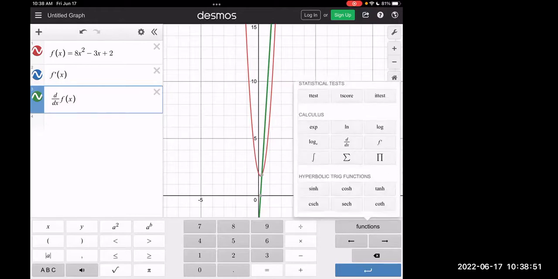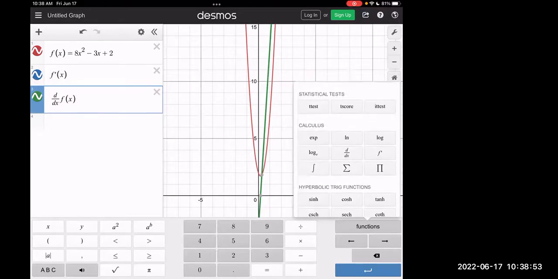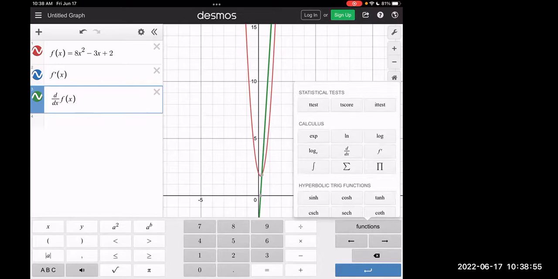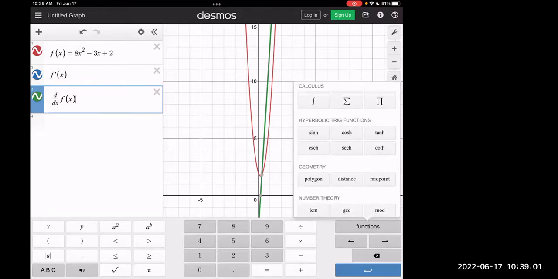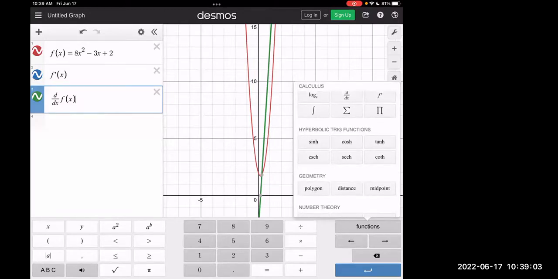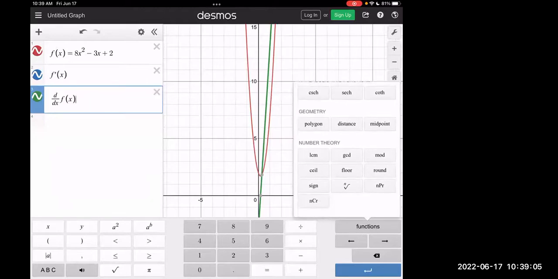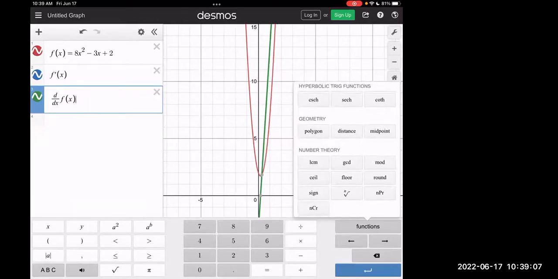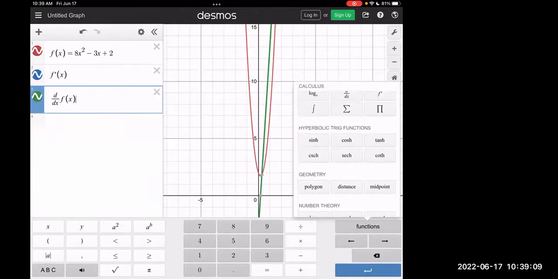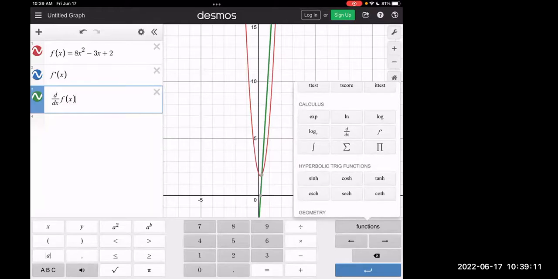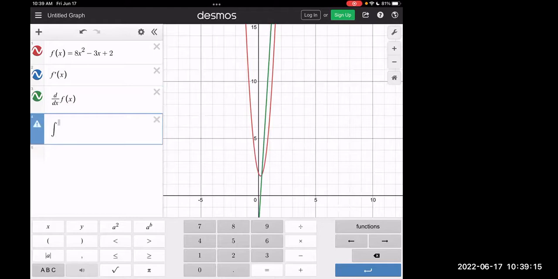So if you like Desmos and you've been playing around with it, then you could play with it in this way. Here's our hyperbolic functions. So we could graph those too. Then there's geometry that I haven't even done much with. But I was going to back up here a second to, don't forget we've got this too. So we do have the integral.